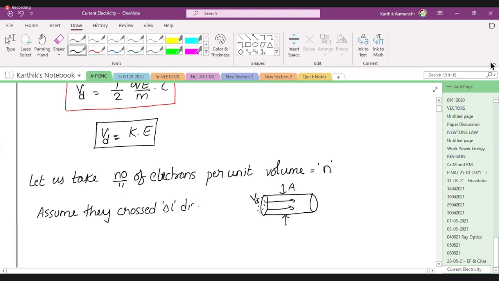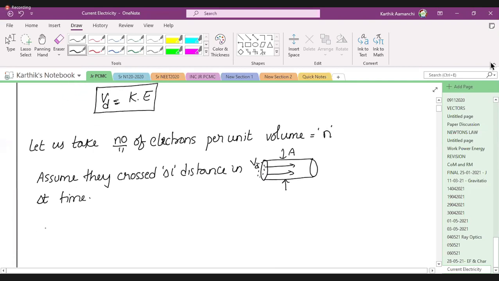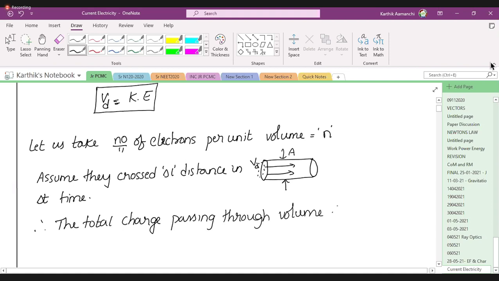Assume in delta T time. Therefore, the total charge passing through the volume A delta L is equal to delta Q. So delta Q will be how much?